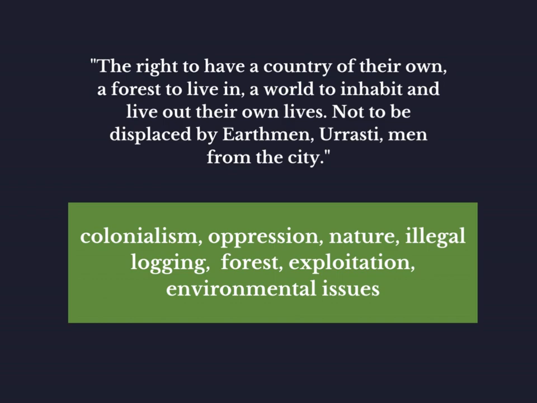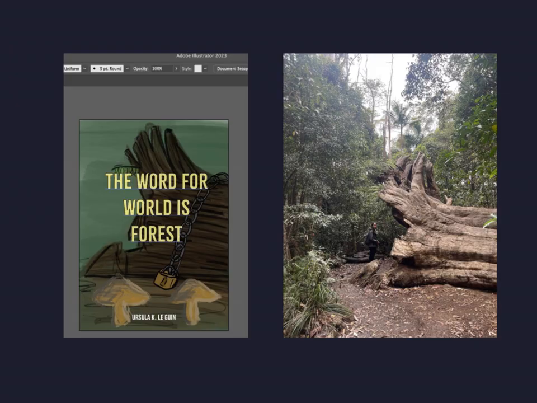As I like to visualize my idea from keywords obtained from the story, I came out with the words colonialism, oppression, nature, illegal logging, forest exploitation, and environmental issues. With a concept in mind, I chose a color palette that could resemble the Athshean forest, with a green and dark mood. My idea is to use this photo of a fallen tree with a chain locked to it to show the oppression received by the Athsheans.